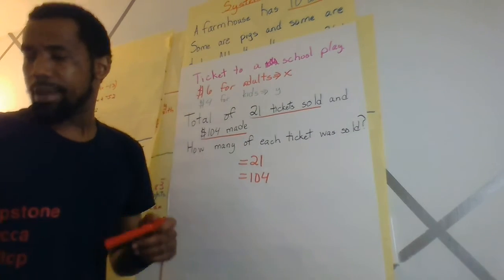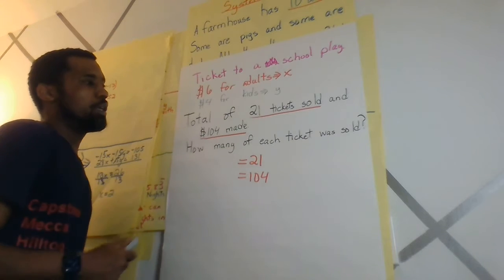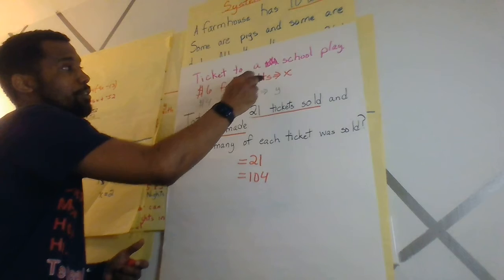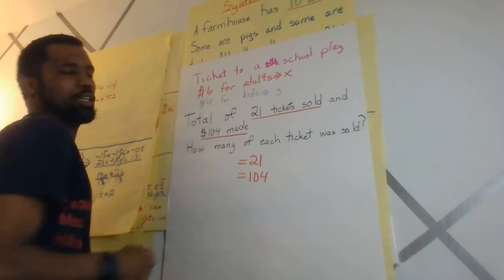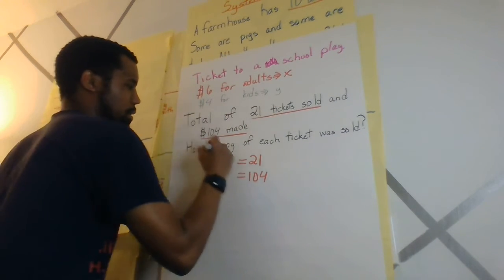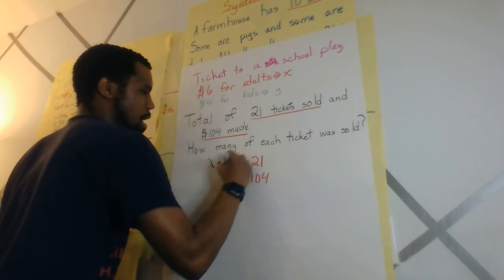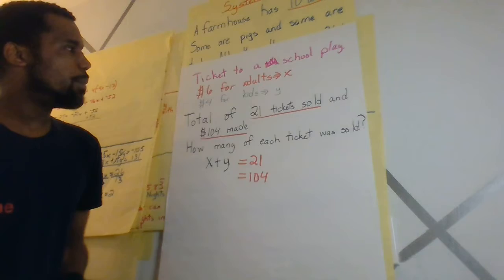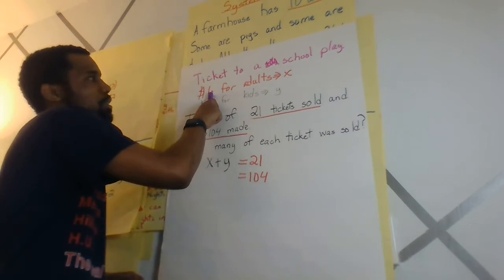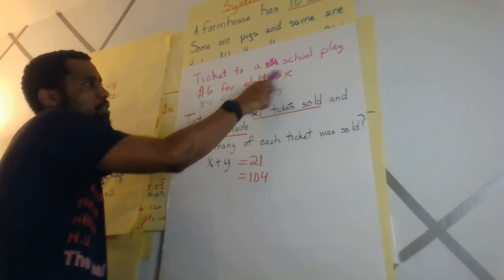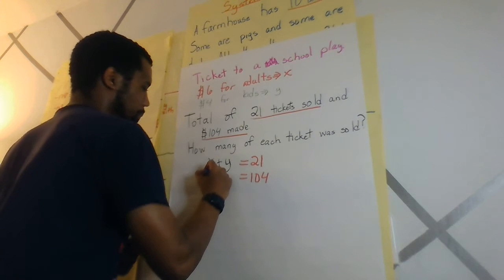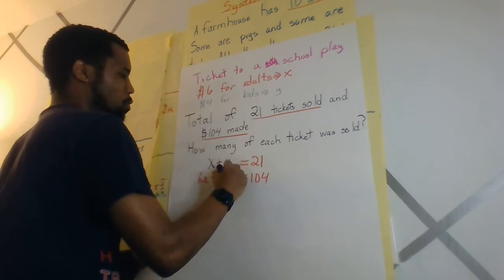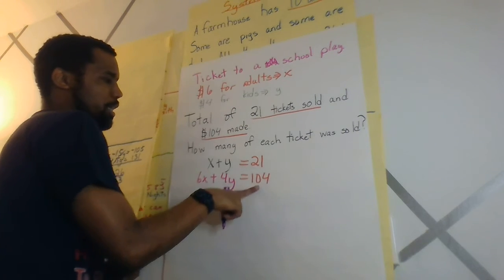So if we're talking about the first one, how many tickets were sold, well, we know we have two types of tickets. We have adult tickets and we have kids tickets. So that's just X plus Y equals 21. Okay? Now for the amount of money, we know that it costs $6 for the adult tickets, 6X, plus $4 for kids tickets, 4Y, equals the amount of money made.